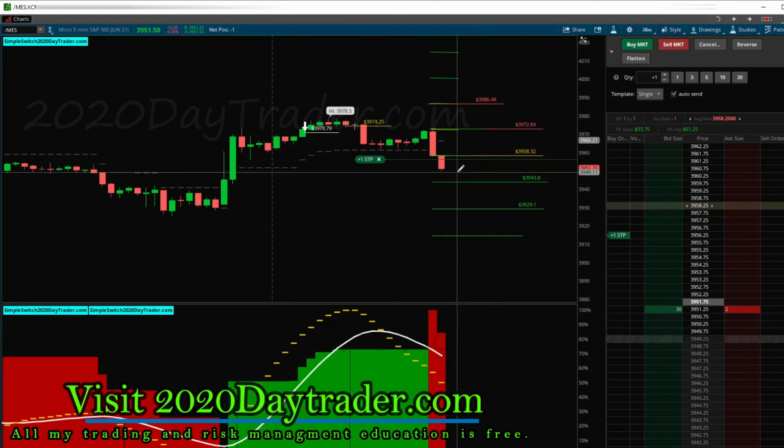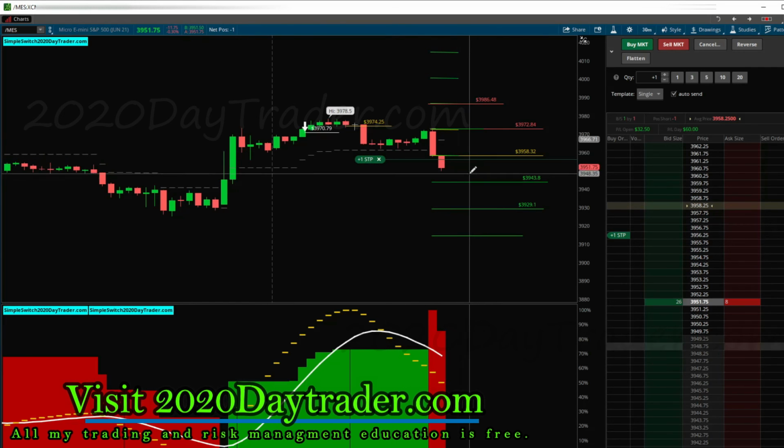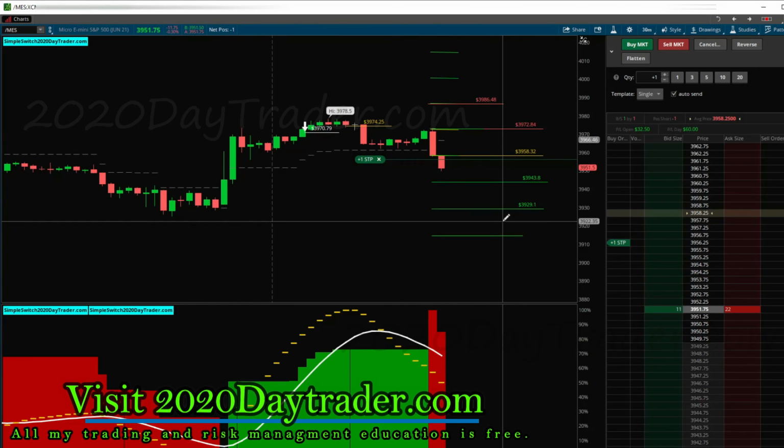Hopefully it closes down here so that when it throws a wick, we won't get stopped out, and we can ride it down here and make some profit. So either way, stops in, green trade, and we'll see how it concludes.